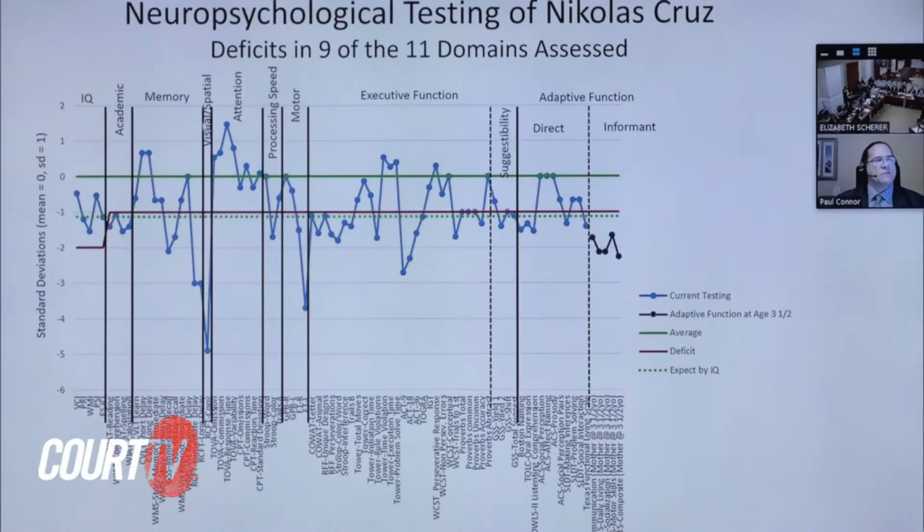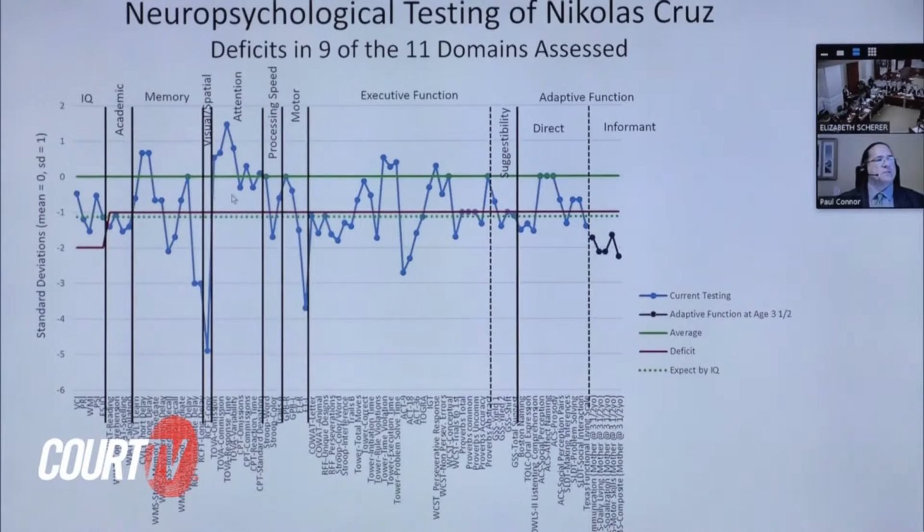Next domain has to do with visual spatial construction, so being able to copy this complicated figure. And in this, he was functioning within the severely impaired range. He had considerable difficulties organizing his thoughts and figuring out how to approach copying a very complicated figure. He made a number of errors in the accuracy of his reconstruction. This is something that we see extremely commonly, like I had indicated earlier on in my expectations. We see this very commonly with individuals with FASD.